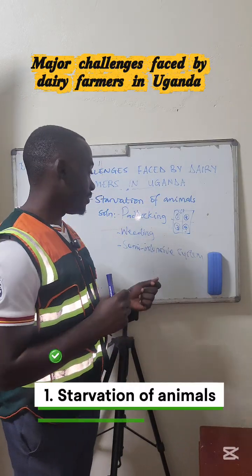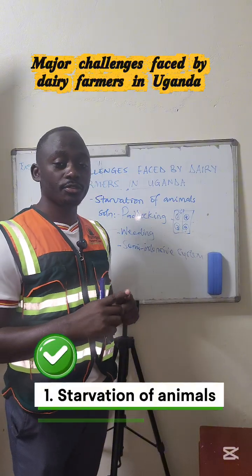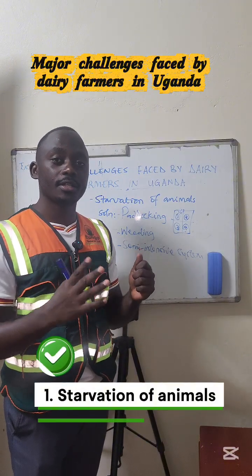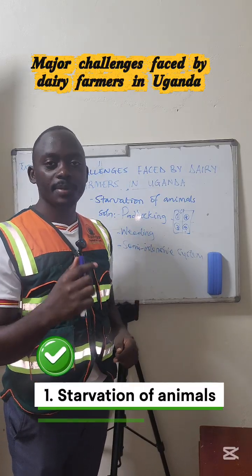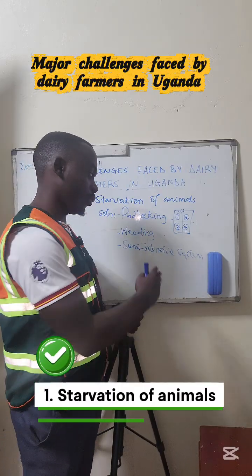The other system is the zero grazing system, but zero grazing requires a lot of resources. If you can afford, you can shift directly to zero grazing system. That gives you better land use and more pastures to feed to your animals.